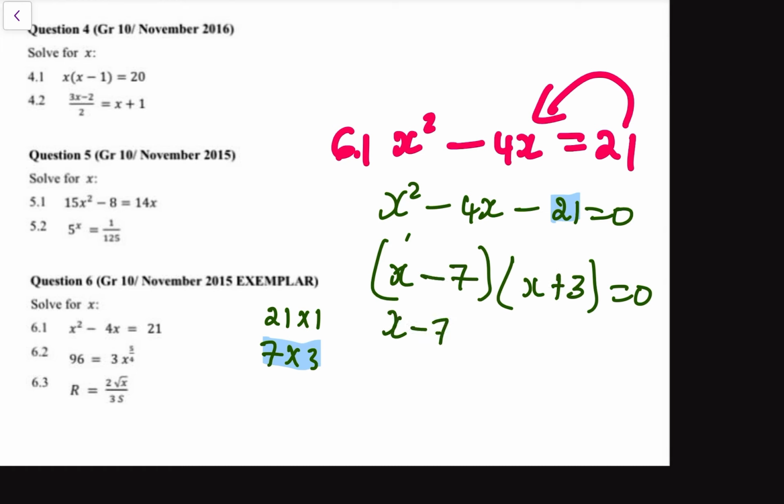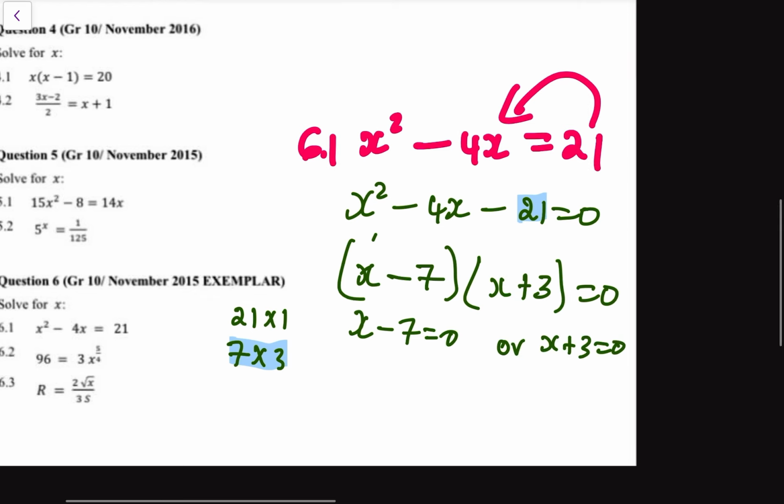So x minus 7 is equal to 0, or x plus 3 is equal to 0. So transpose 7, and then we are going to have x is equal to positive 7. Transpose 3, so x is equal to negative 3. And then we have solved for x. So x is equal to positive 7, or x is equal to negative 3. Okay, next one.